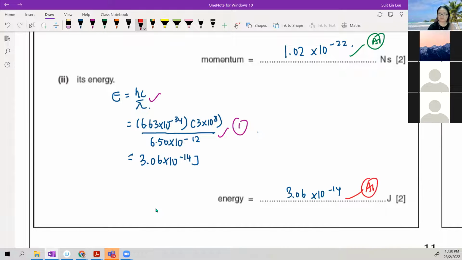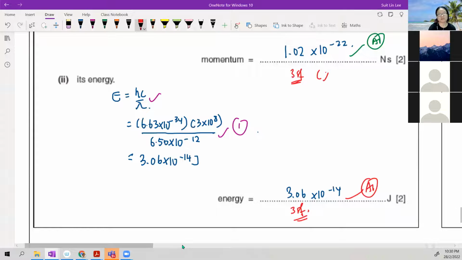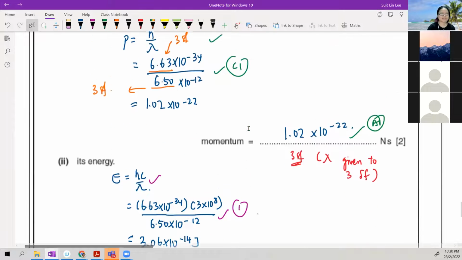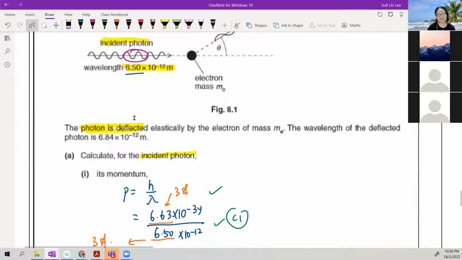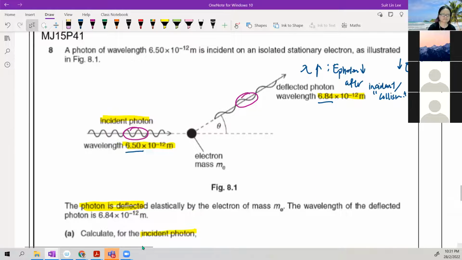Next one. This one 3SF, this one also 3SF. The reason is because lambda is given to 3SF. The physical constants, normally we let it be, but we look at the wavelength, the data given. Data given to 3SF. The only data that we actually have is the wavelength. Everything else are just physical constants.